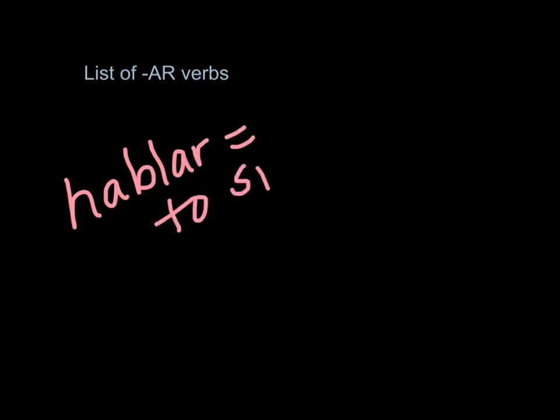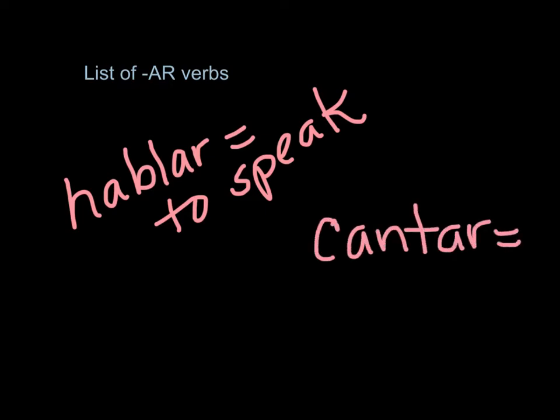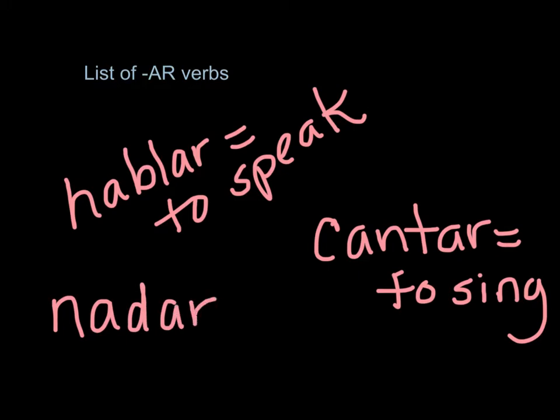One thing that's very important to do is to learn a list, your vocabulary list of AR verbs. So some examples are hablar, which means to speak or to talk. Also on your list is cantar, which means to sing. And another one from your list is nadar. Nadar is Spanish for to swim.